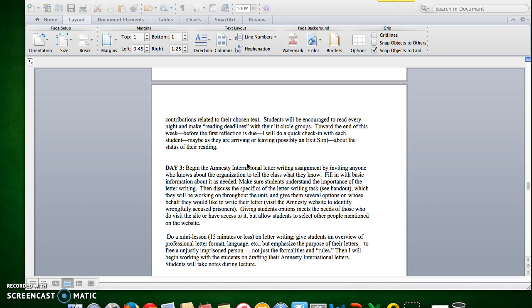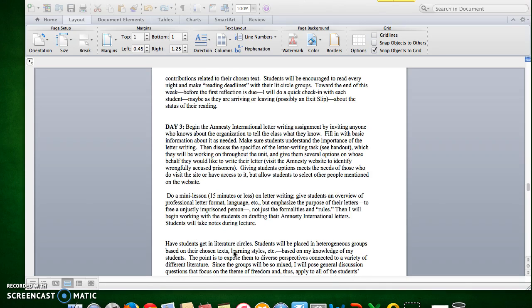And then on the next day, we're going to begin the Amnesty International Letter Writing Campaign assignment. So I'm going to invite everyone, if they know anything about the organization. If not, I'm going to introduce what the organization is, and we'll visit the website and browse it. And then I'll discuss the specifics of writing a letter, and we'll do a lesson on formal letter writing. And then students will have the option to go ahead and peruse the website and start thinking and looking at cases and getting some ideas of whose behalf they would like to write on.